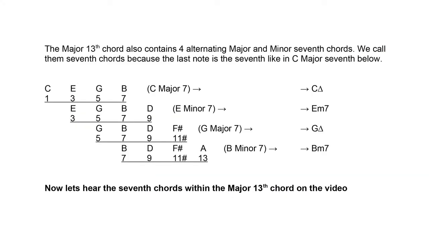The major 13th chord also contains four alternating major and minor 7th chords. We call them 7th chords because the last note is the 7th, like in C major 7th below. Now let's hear the 7th chords within the major 13th chord on the video.